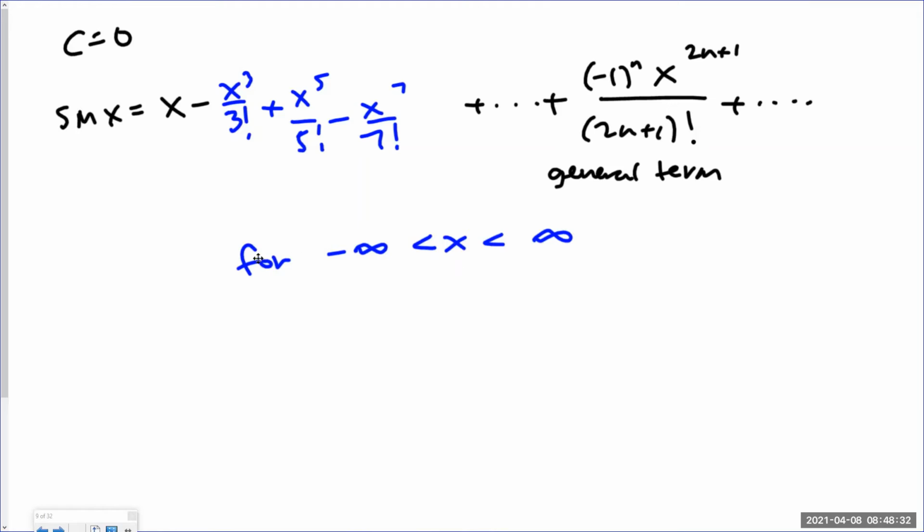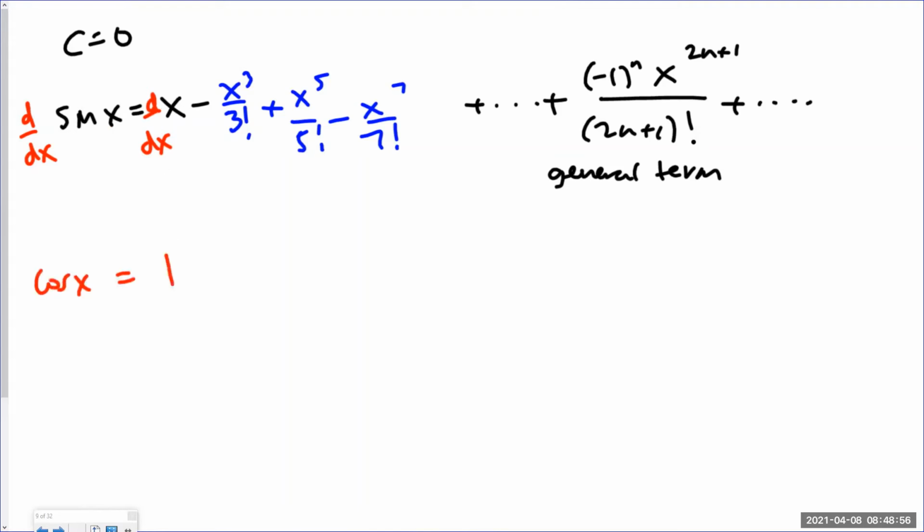So today what we're going to do is manipulate this. What is the manipulation? If I want to define cosine x, do you agree that the derivative of sine x is cosine x? Well, if these two sides are equal, can't I just take the derivative of both sides? What's the derivative of sine x? What's the derivative of x? What's the derivative of x cubed? 3x squared. And then the 3 factorial is just like a scalar.